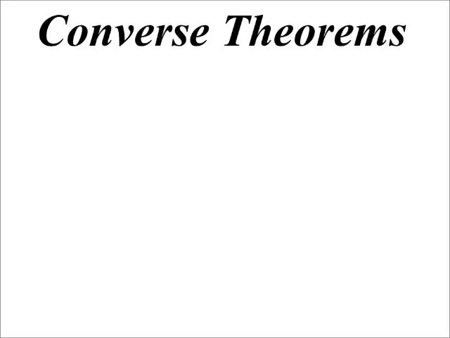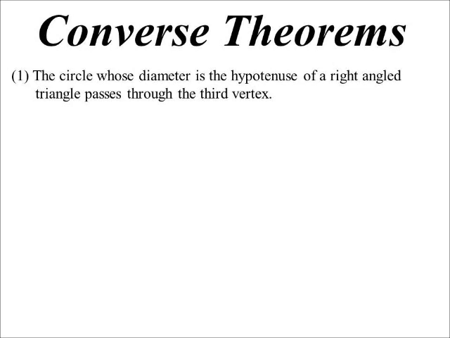The next idea that we're going to look at is this idea of converse theorems, and all a converse theorem is, is using the theorem in reverse. So normally we have a circle or some geometrical situation, and then we say, oh well, therefore this can happen. So what we're now going to do is say, well, something like this. A circle whose diameter is the hypotenuse of a right-angled triangle passes through the third vertex. So what am I talking about?